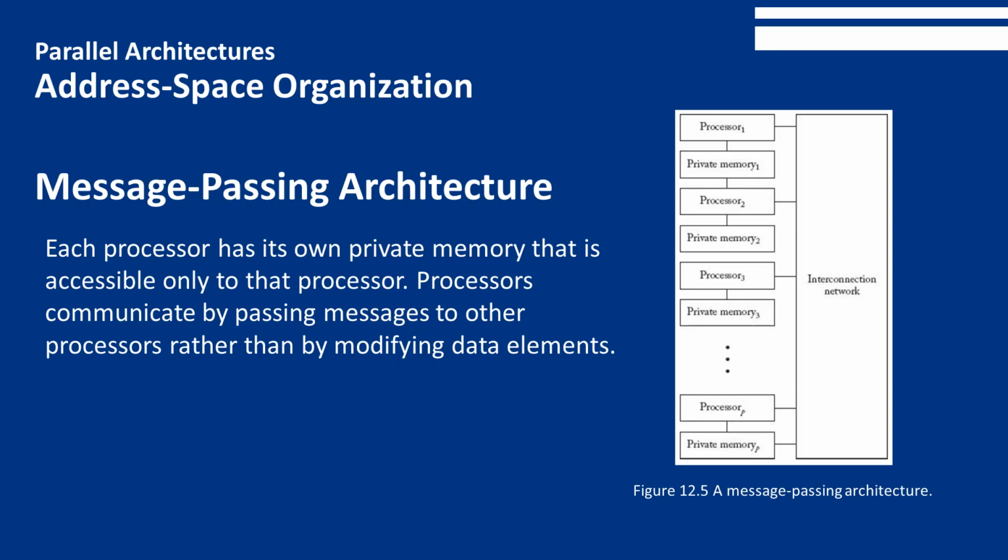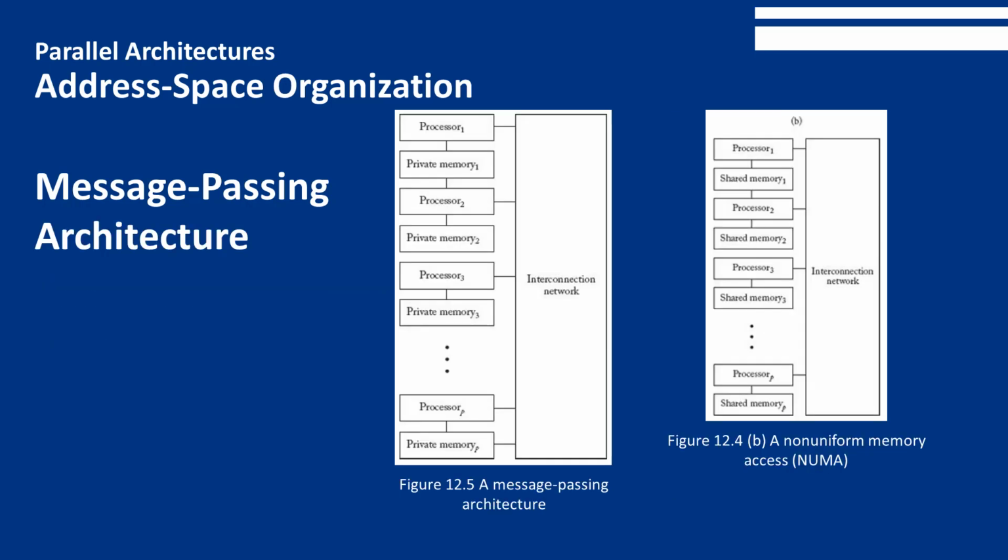In a message passing architecture, each processor has its own private memory that is accessible only to that processor. Processors communicate by passing messages to other processors rather than modifying data elements. Figure 12.5 shows a message passing architecture. Notice that Figure 12.5 looks much like Figure 12.4b. The difference is in the way in which the interconnection network is wired. In the message passing computer, it is wired to allow each processor to send a message directly to each of the other processors.